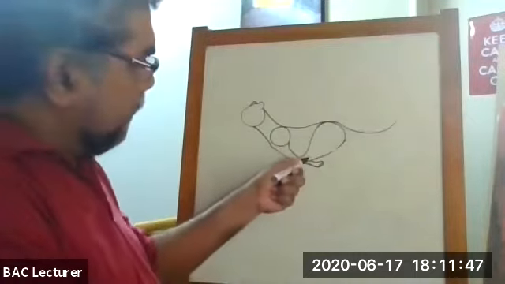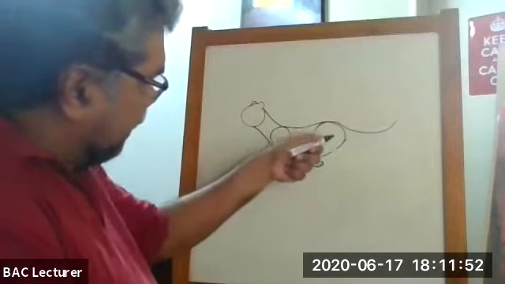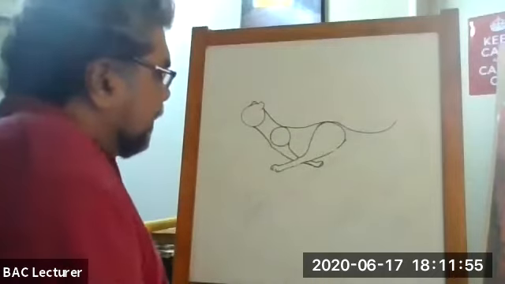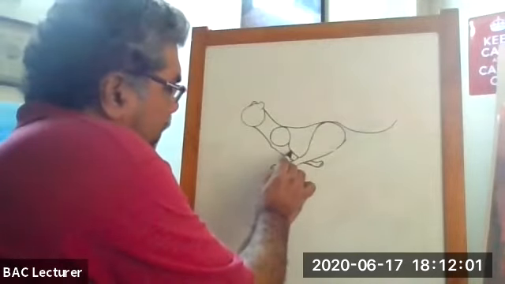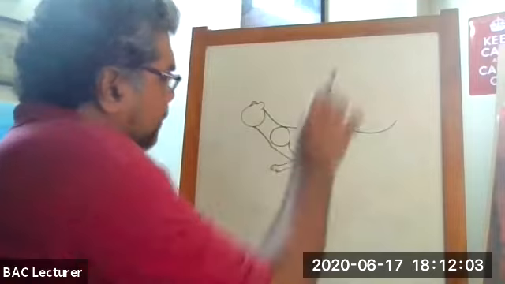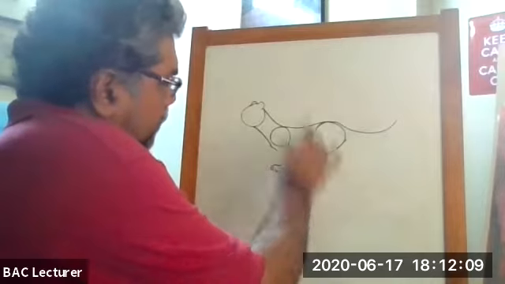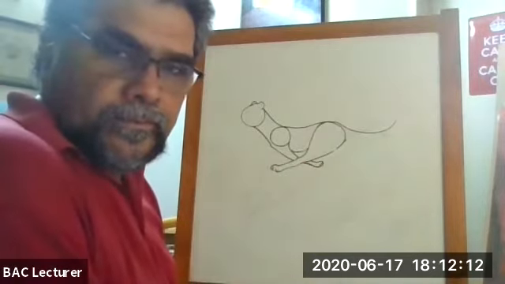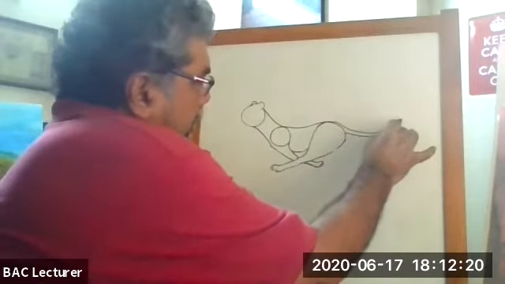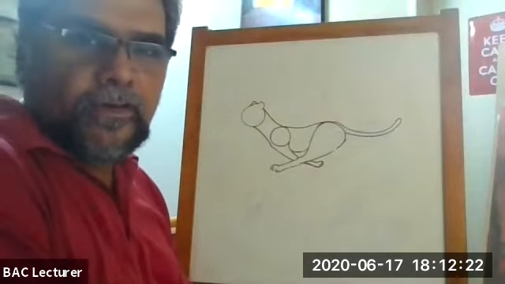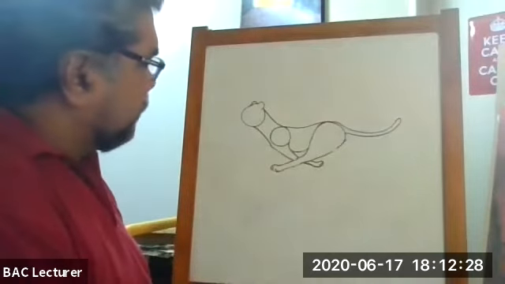The back leg obviously will be longer than the front leg. Now, the body, the bottom part of the body, you start from here and you just curve up. Then the tail, you finish off the tail with two lines like this.